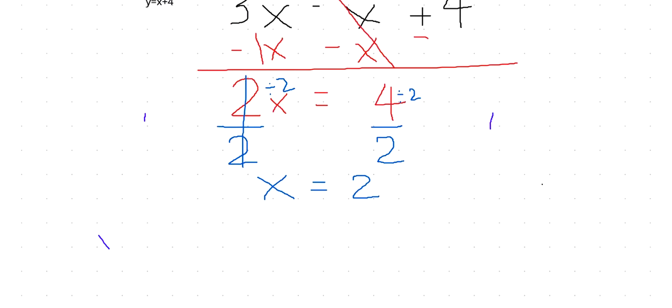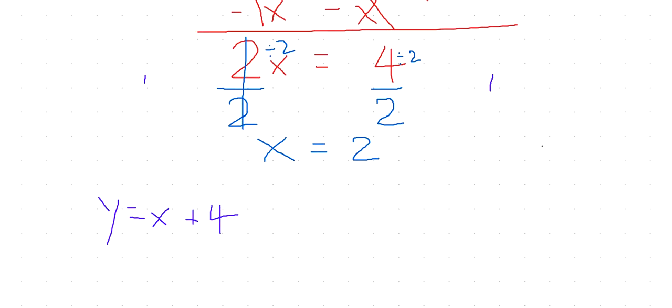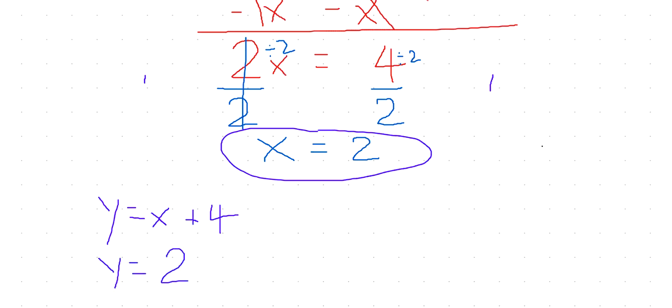Y equals x plus 4. And I could replace the x with 2 because I've solved for x. I know that x represents 2. So that means that y equals 2 plus 4. And therefore, y equals 6. So now we know that x is 2 and y is 6.